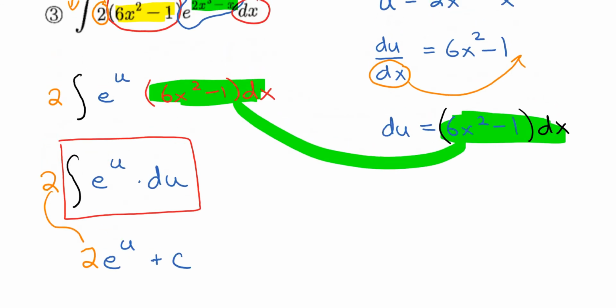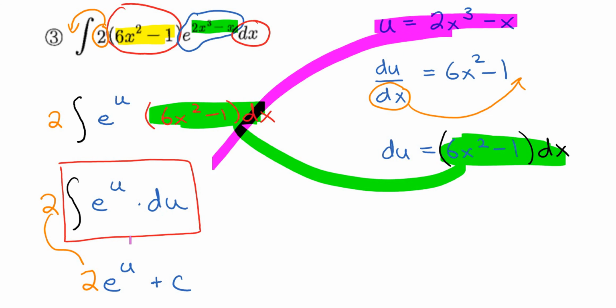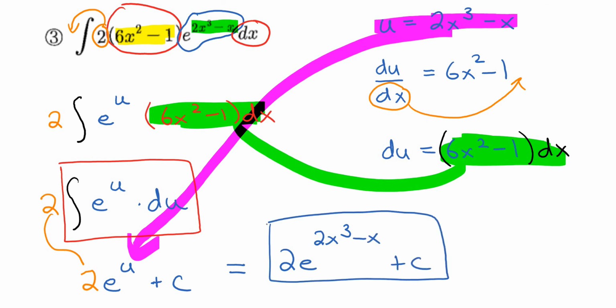And then what does u equal to again? Well, u is at the very top here, equals 2x to the power of 3 minus x. So my final answer is 2e to the 2x cubed minus x plus c. That is my final answer for that question there.